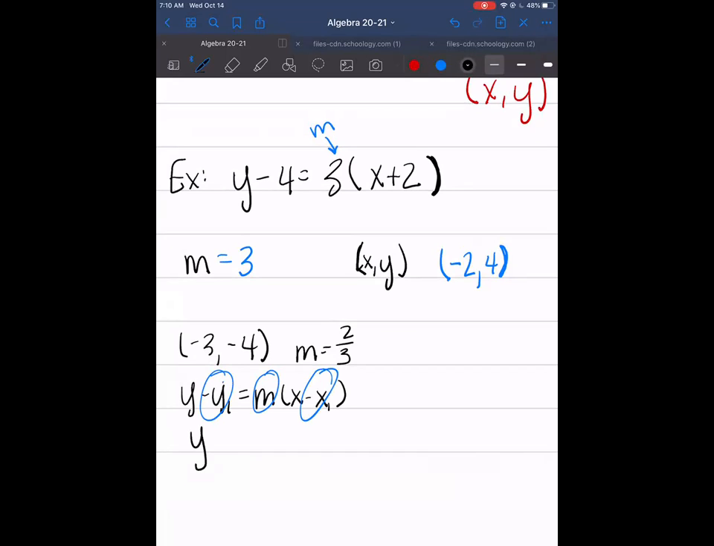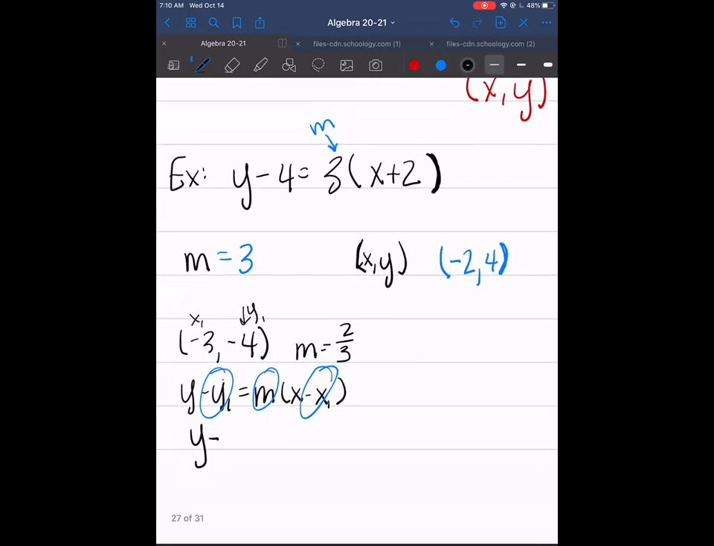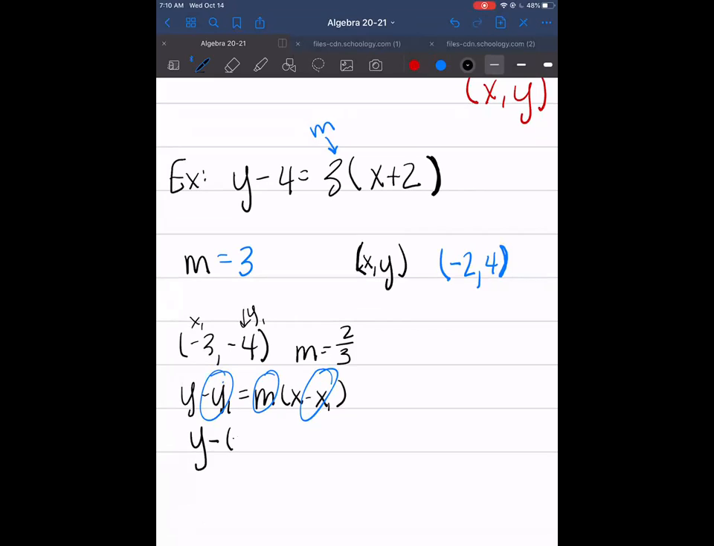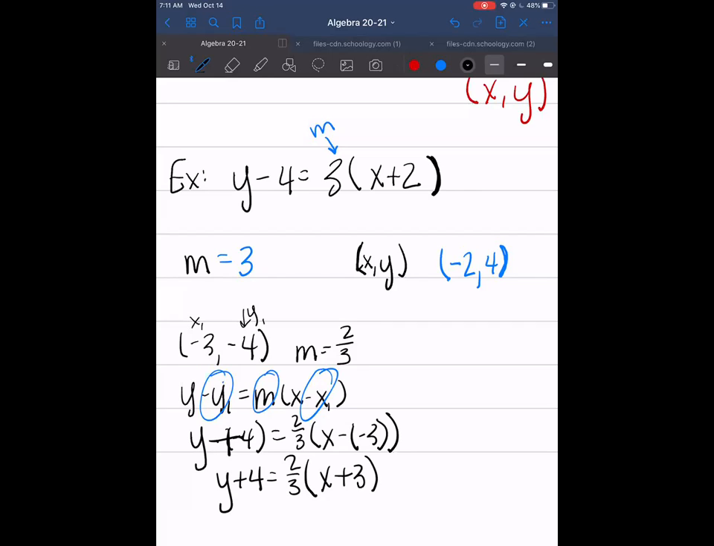So y minus, and I'm going to look for my y1, which is this. This is y1. This is x1. So y minus a -4 equals my m, which is 2/3 times x minus a -3. Simplifying that, minus the negative is addition. So y plus 4 equals 2/3 times x plus 3. So we've written that equation in point slope form.